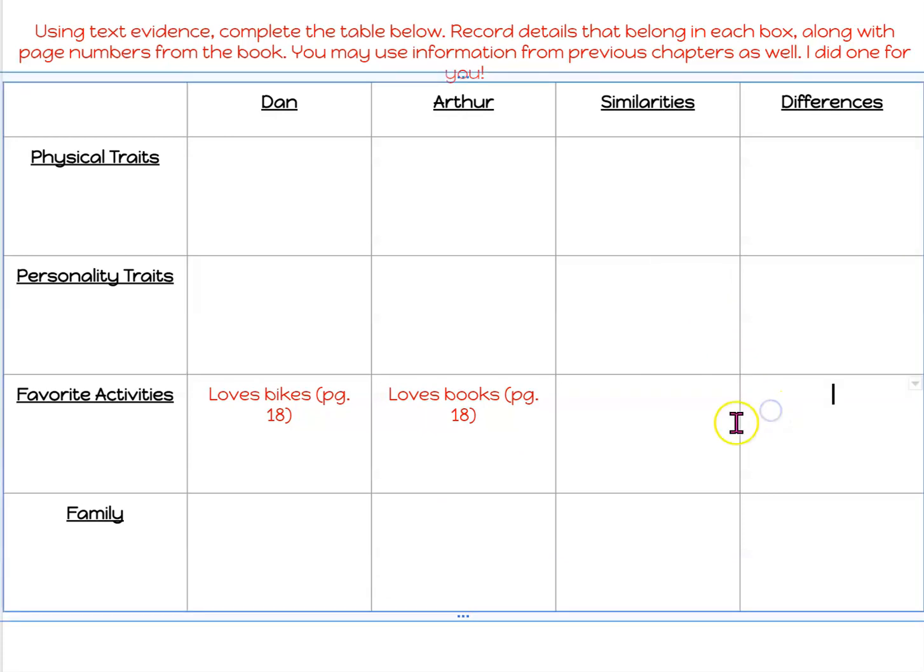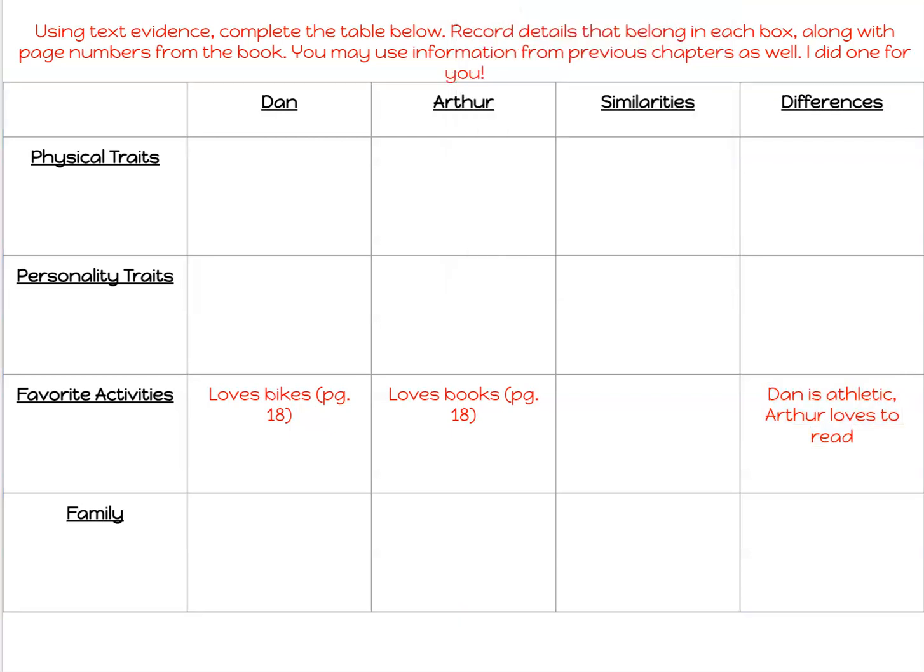So I might say here that there's some differences, that Dan is athletic, Arthur loves to read. So that describes how they are different after I used some of those favorite activities to help determine that. Okay, so your job is to fill out this table and turn that in. Remember, using text evidence, and I want you to use those page numbers so we know that you used what is from the book. When you're finished with that, you may submit it for your assignment today.